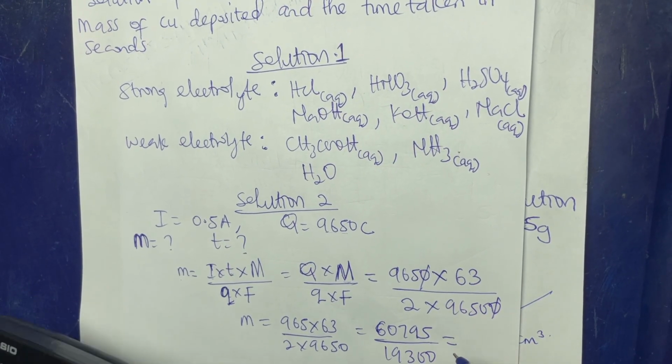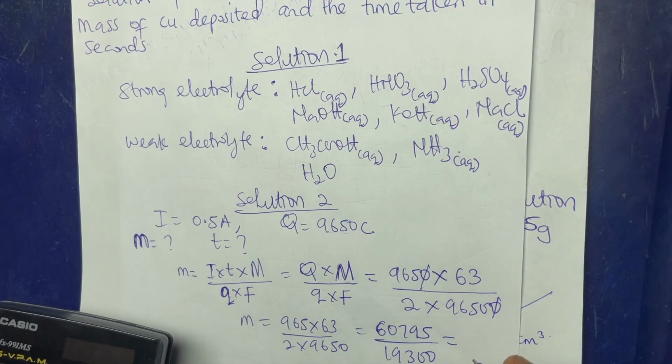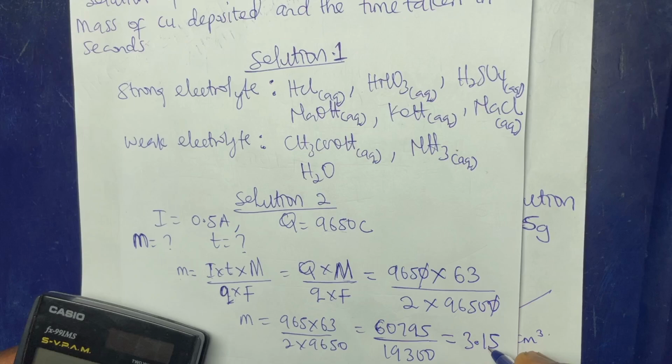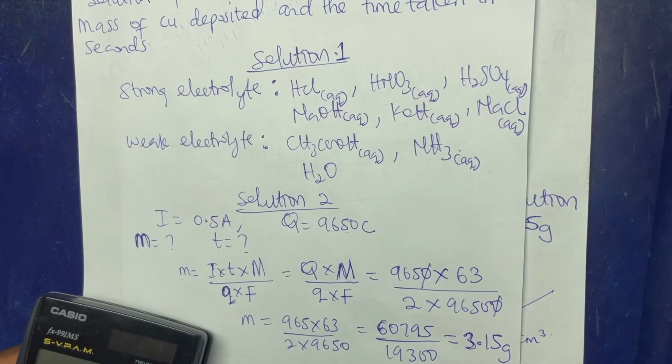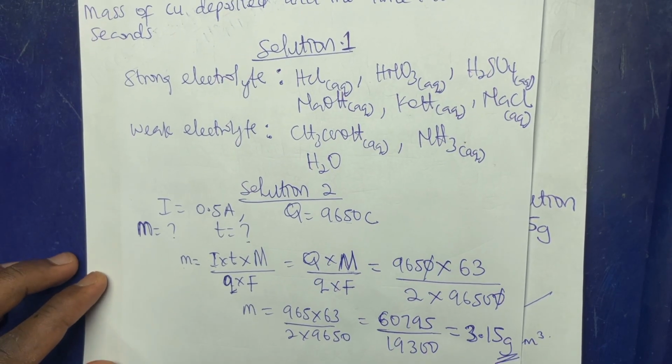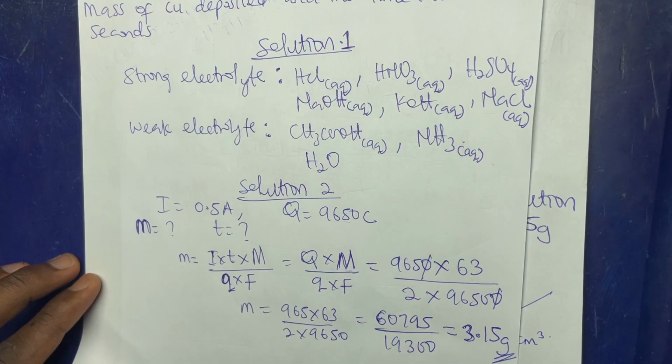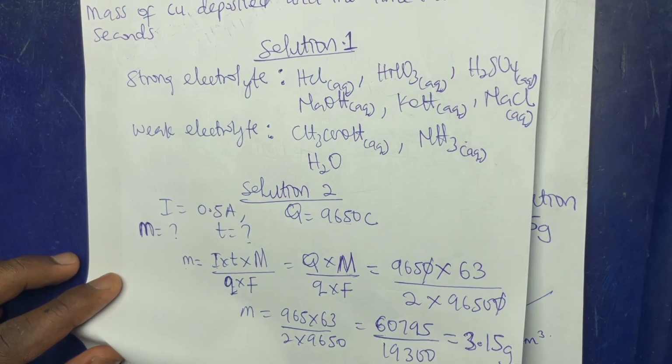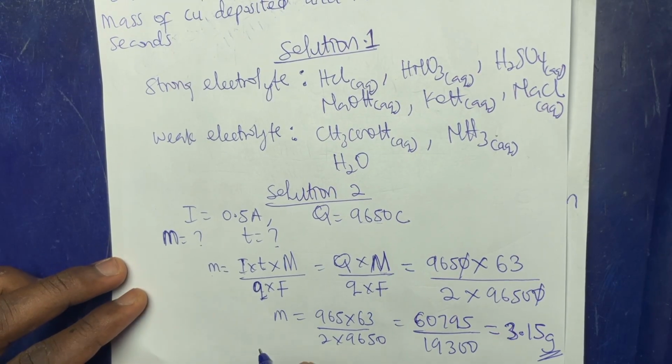19300. So if I divide both, that will give me 60795 divided by that 19300, and that will give me 3.15. That is 3.15 gram. So the answer is 3.15. Although there's an alternative method to use. You understand? But okay, let me assume I've done this mass.